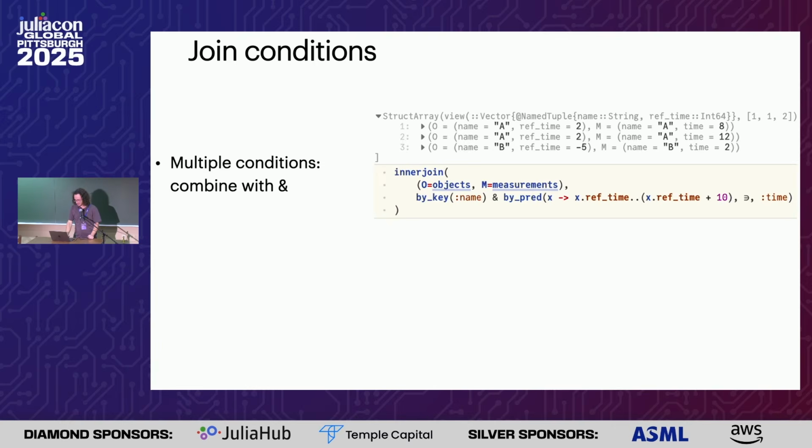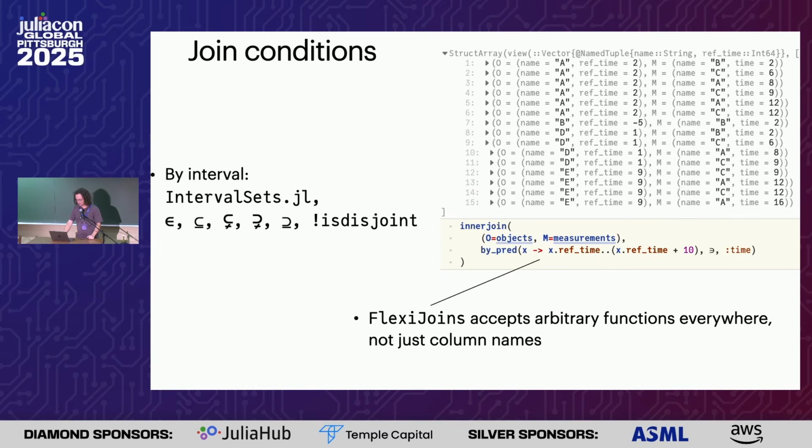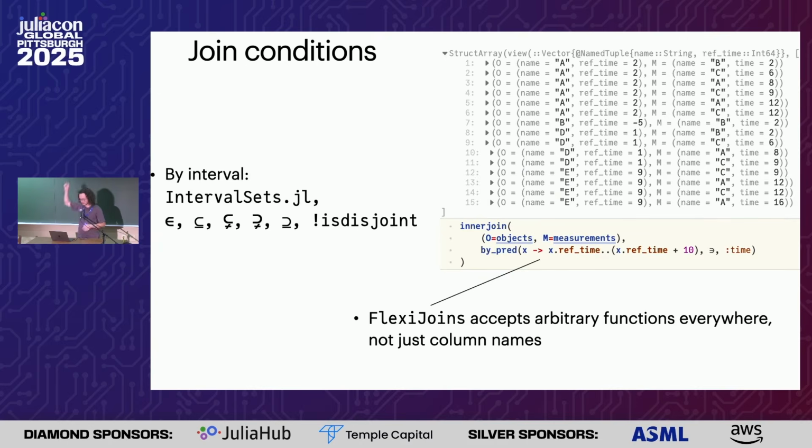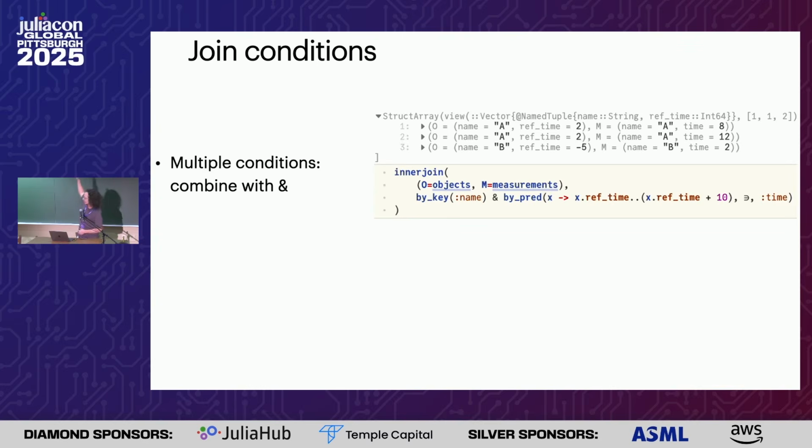Of course, you can combine multiple conditions. So here, it shows the same conditions that we had on the previous slide, but we add the by key name. Before, we had measurements matched with all kinds of objects just based on time difference. Now it is both the time difference and the same name. So all the conditions, at least most of the conditions, work together.